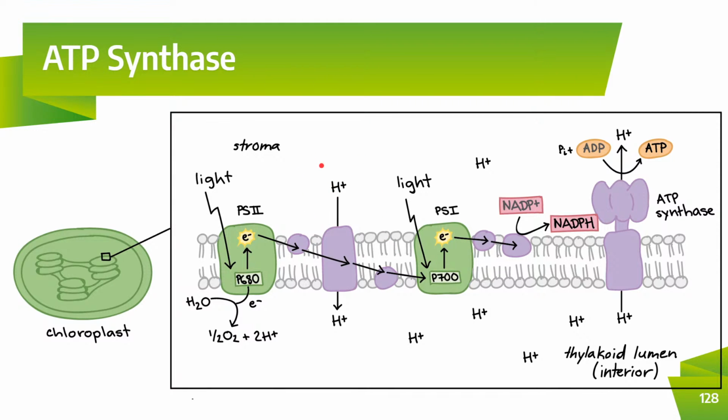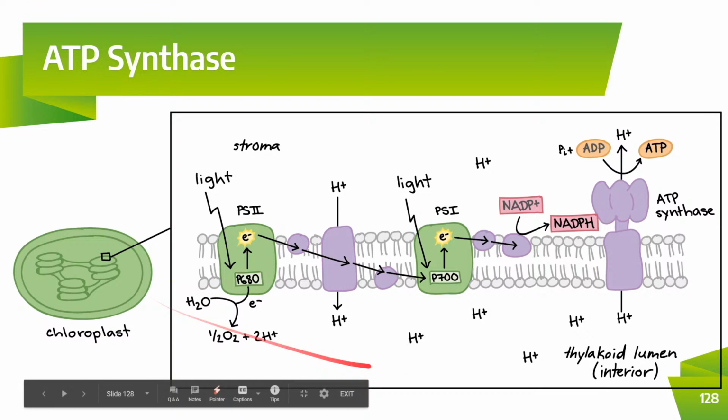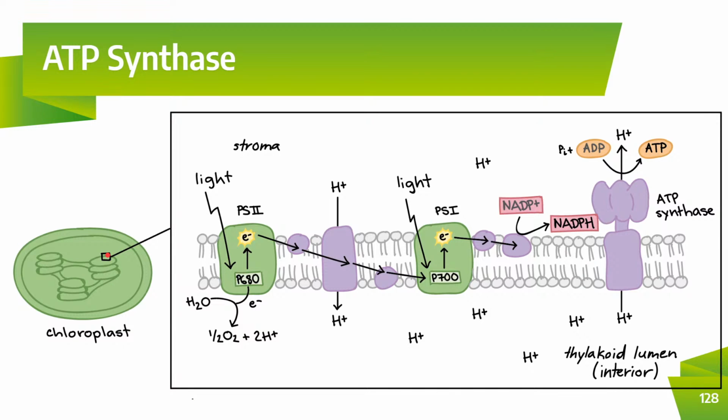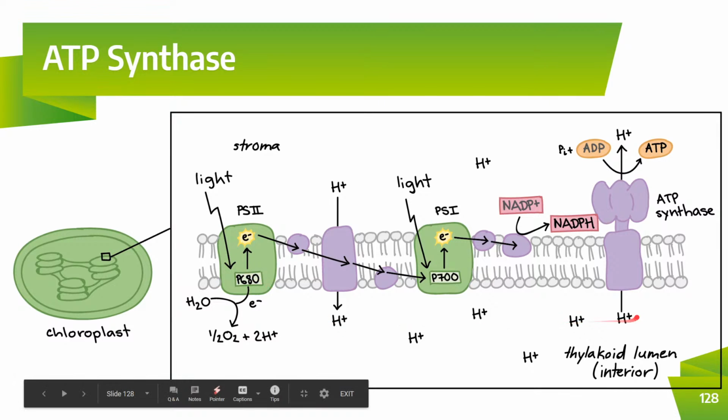The protons, while the whole chain is transporting this electron, they transport protons from the stroma of the chloroplast into the thylakoid lumen, as it's called. Thylakoid is one of those stack-shaped membrane stacks inside chloroplasts. So inside the thylakoid, you will have a high concentration of protons.